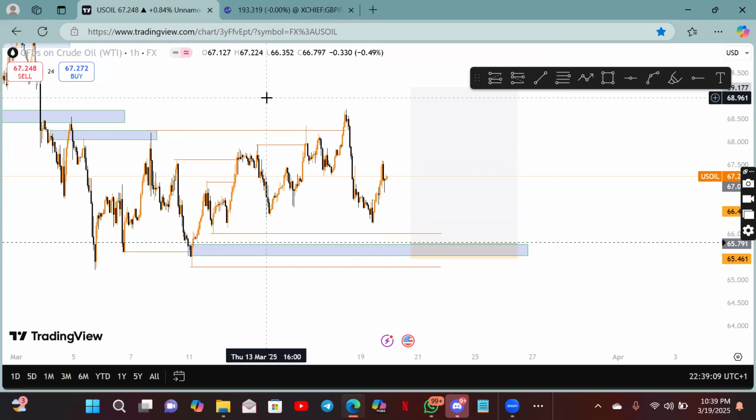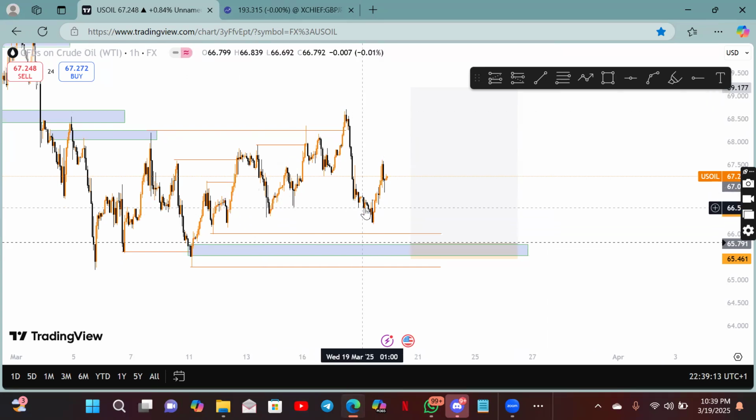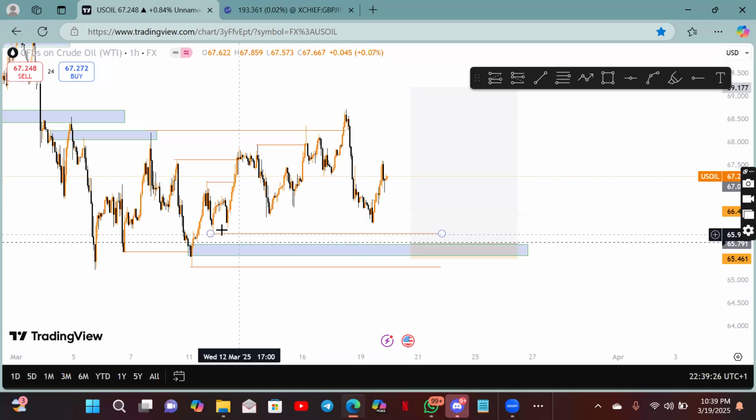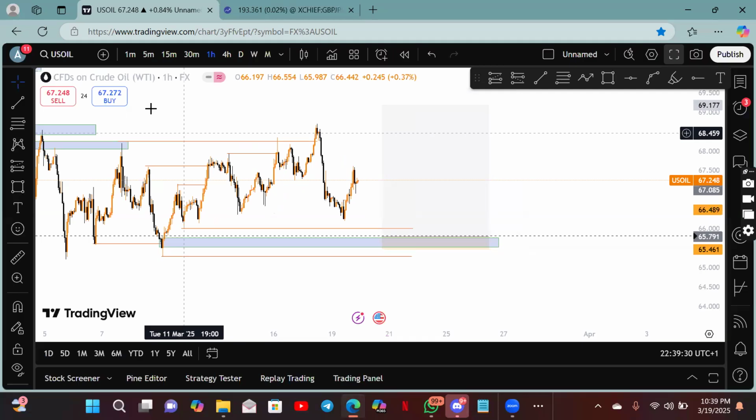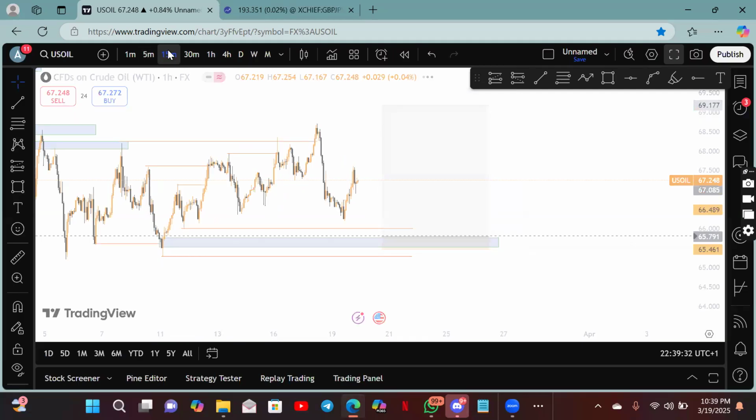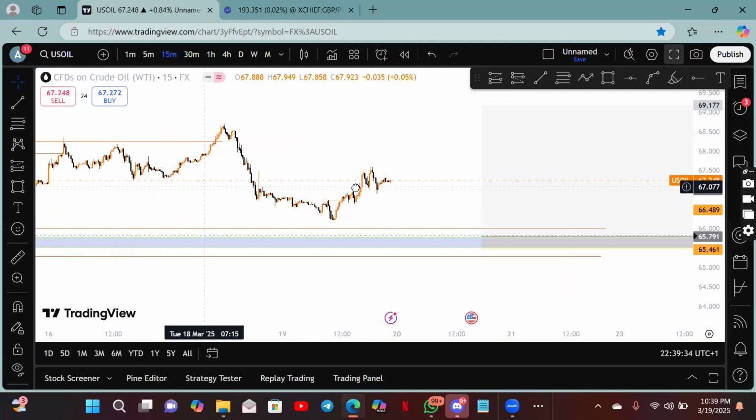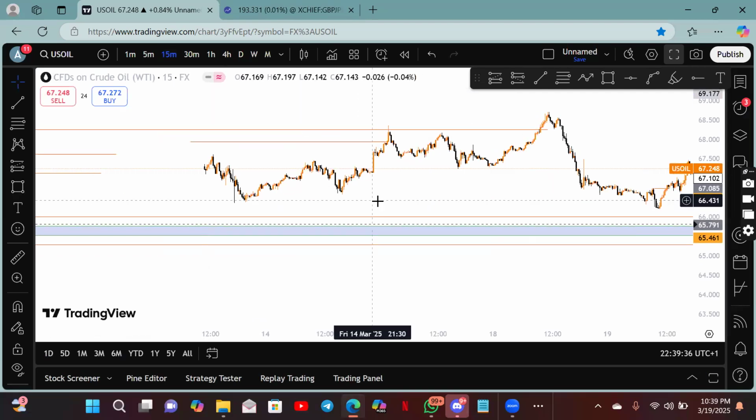Yes, sir. I understand. Okay. Do you know why this one is buying? Yes, sir. Why is it buying? Because there's a minor A plus setup there. Okay, there's a minor A plus setup here. If you go to a lower time frame, you see a minor A plus setup in this particular zone.